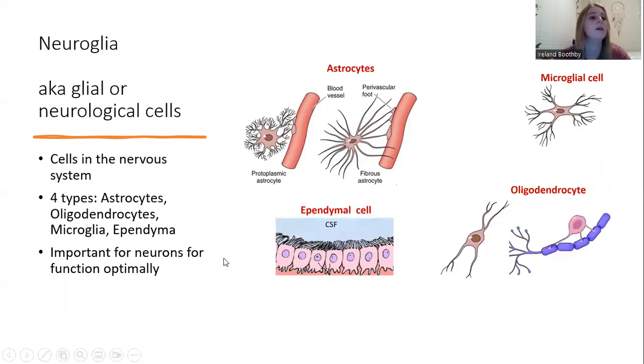Okay, next we have the neuroglia, or the neurological cells. For these, there are four different types, and they're all cells in the nervous system. You have the astrocytes, the microglial cells, the oligodendrocytes, and the ependymal cells. It's important for neurons to function optimally. This is the important part of it, what makes them work.